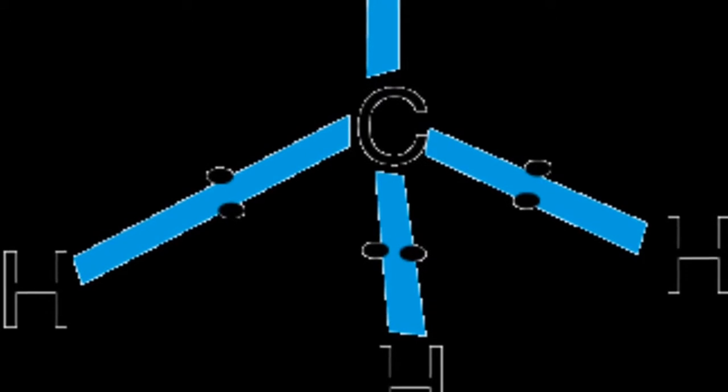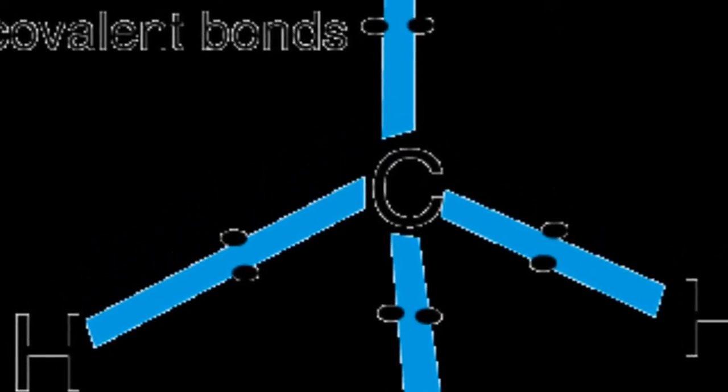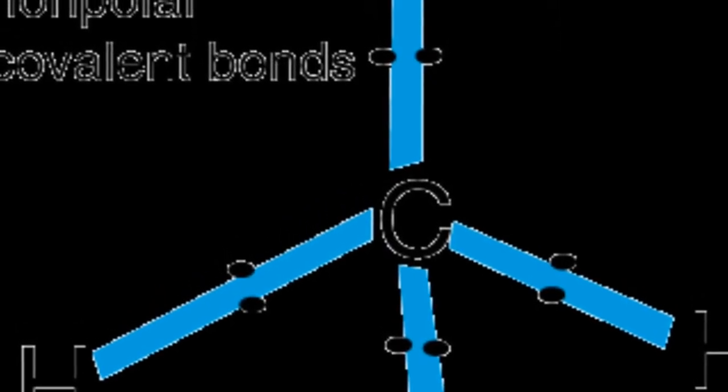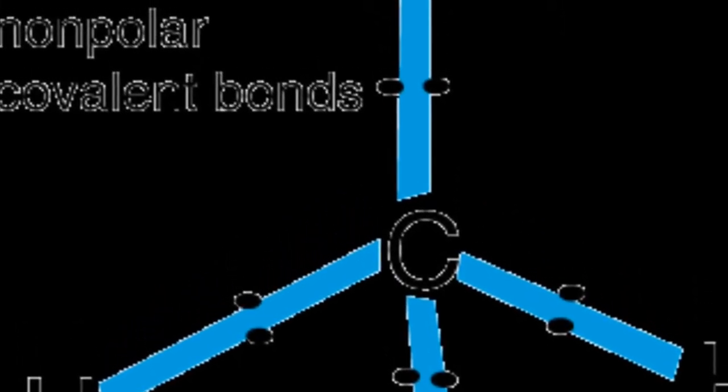There are also nonpolar and polar covalent bonds. A nonpolar covalent bond is a bond where electrons are shared equally between the two atoms, as in CH4. In a polar covalent bond, one of the atoms has a greater attraction for the bonding electrons than the other.